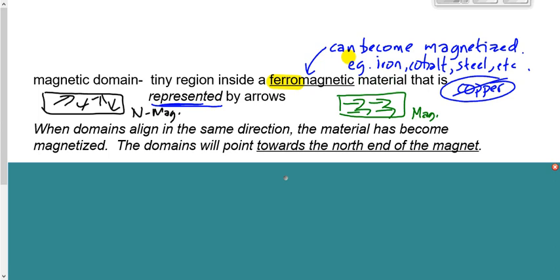Domains point in the same direction. It's become magnetized. And we arbitrarily define that direction. It is arbitrary. It could be defined the other way around, but we don't. We arbitrarily define that direction as from south to north. The magnetic domains are pointing away from the South Pole, inside the magnet, toward the North Pole.